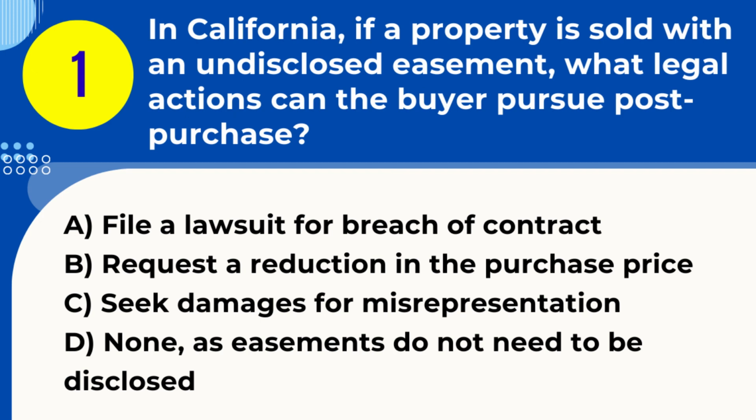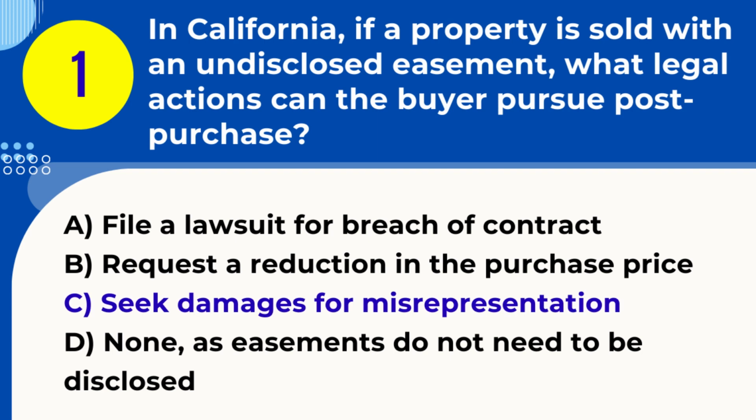Question 1. In California, if a property is sold with an undisclosed easement, what legal actions can the buyer pursue post-purchase? A. File a lawsuit for breach of contract. B. Request a reduction in the purchase price. C. Seek damages for misrepresentation. D. None, as easements do not need to be disclosed.